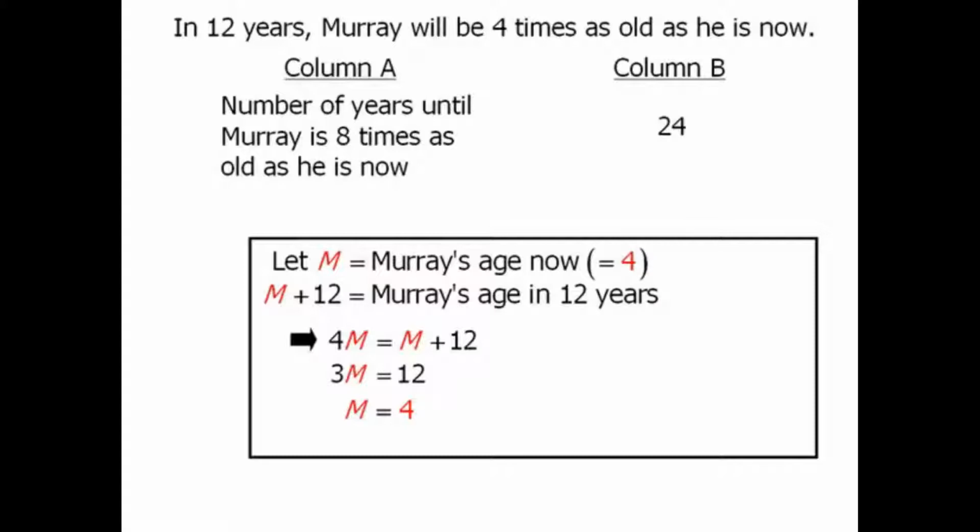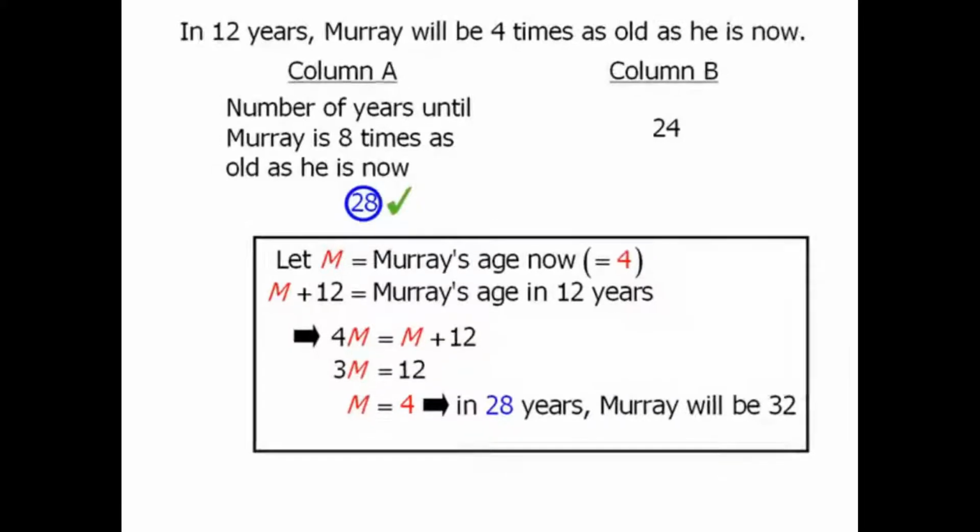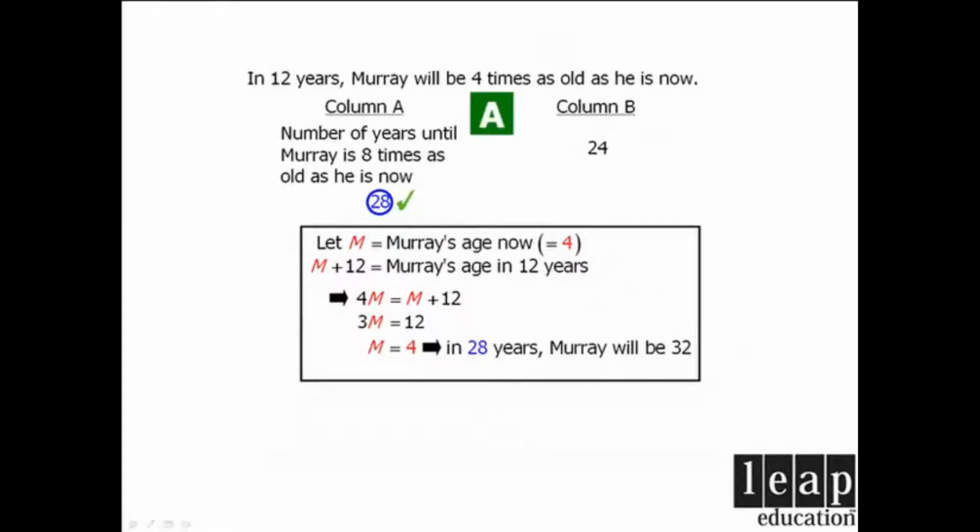The question asks us how many years until Murray is 8 times as old as he is now. In other words, until he is 32 years old. Well, it will take 28 years for Murray to be 32, so column A is equal to 28, in which case it is greater than column B, and our answer is A.